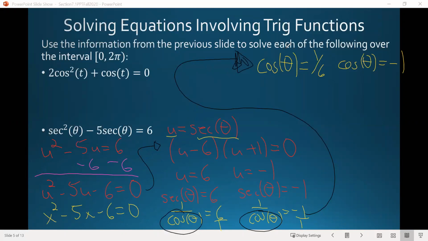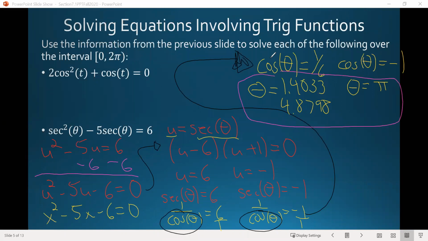For that one, I'm not going to go over all the details of that, but when we do, I believe we end up with theta equals 1.4033 and 4.8798. And then for the second one, cosine of theta equals negative 1 was only one place where that happens on the unit circle, and that is at an answer of pi. So for this one, we get that our answers are theta equals 1.4033, 4.8798, and pi.